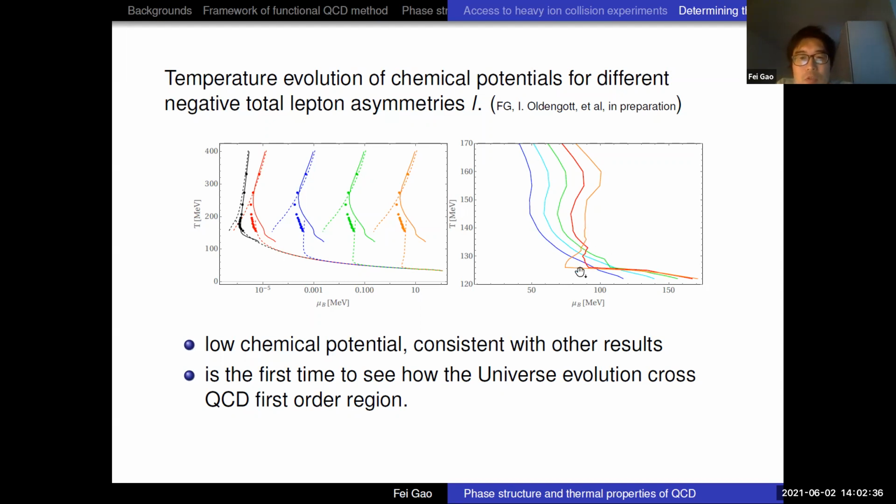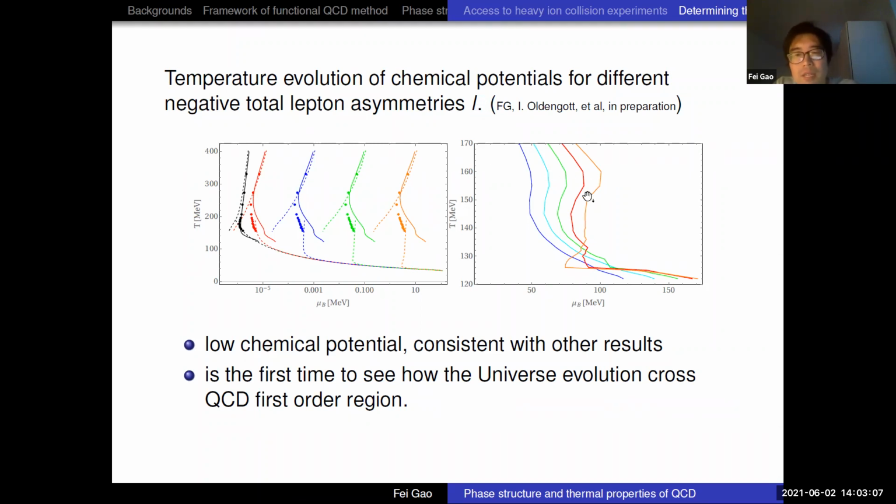larger lepton asymmetry. So you can see that for some value of the lepton asymmetry, it will drive the cosmic trajectory into the first order phase transition, and the cosmic trajectory actually becomes discontinuous in the first order phase transition. And here, I didn't really mention the total lepton asymmetry.